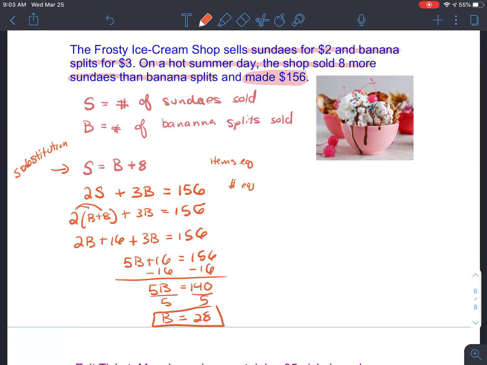The number of banana splits sold is 28. And we can use that to find the number of sundaes sold by adding 8. So sundaes are going to be equal to 36, I believe. Yes, 36. So we have sold 36 sundaes and 28 banana splits. And that should give us the total cost of 156.